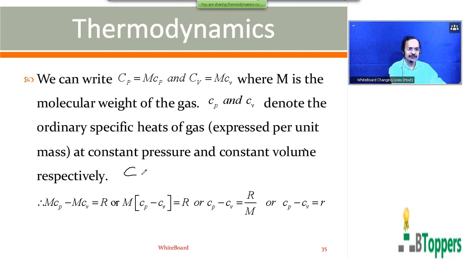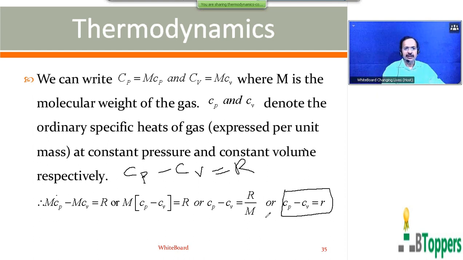Substituting these values in Mayer's relation, capital C subscript capital P minus capital C subscript capital V equals capital R, so you get capital M into small c subscript small p minus capital M into small c subscript small v equal to capital R. So you get the ordinary specific heat at constant pressure minus the ordinary specific heat at constant volume equal to capital R by capital M, which you can also write as small c subscript small p minus small c subscript small v equals small r, where small r is equal to capital R by capital M.